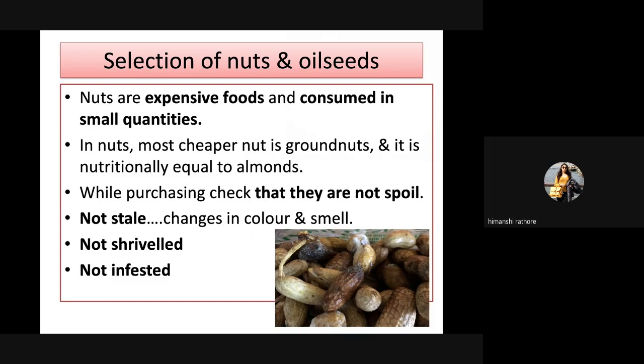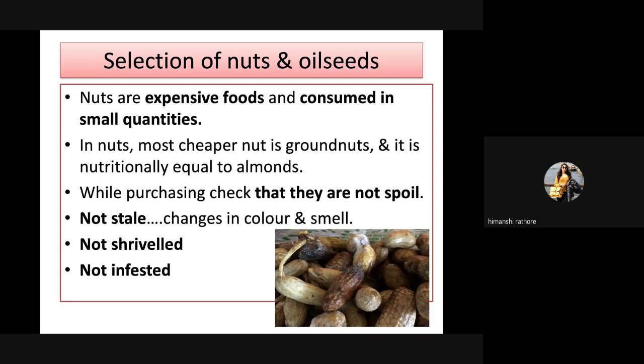They should not be stale, shriveled, or infested. As you can see in the picture, there is a picture showing groundnuts which are not good in quality. You can see mold growth over there. The groundnuts are shriveled in nature, and they are not looking fresh. They are not good in color, and there must be infestation too, because some of the groundnuts are open. So the picture is showing you the bad quality of groundnuts.